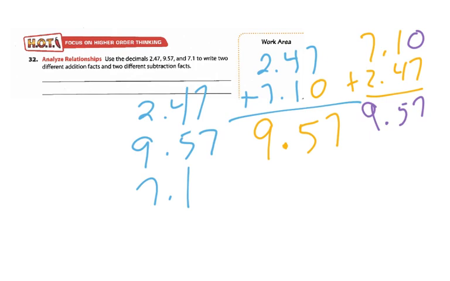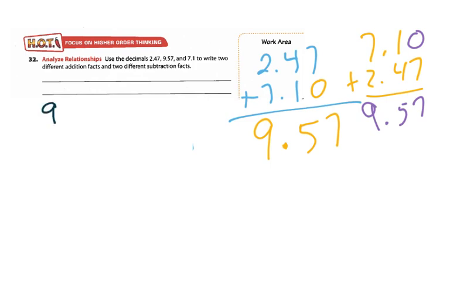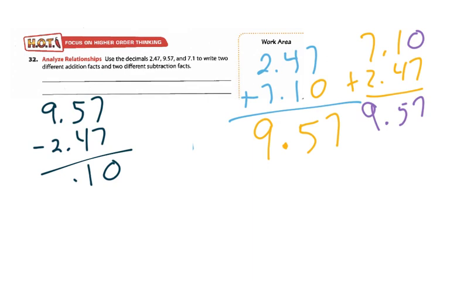Then, since they also want 2 subtraction facts, I'm going to go ahead and get rid of this so I have some more room to work. I'm going to take my 9 and 57/100, and I'm going to subtract 2 and 47/100. Look, I get 7. Oh, that decimal point is kind of floating. I want it down. 7 and 1/10, and that's one of the numbers that we're using.